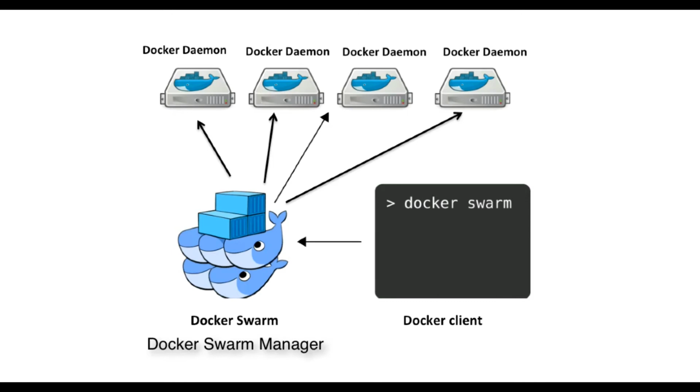The Swarm manager will be connected to each and every Docker daemon. So now, the Swarm manager knows the status of all the nodes in your cluster. When you decide to run a service, the Swarm manager decides where the service runs. You just need to point your Docker client to the Swarm manager instead of each and every Docker daemon.